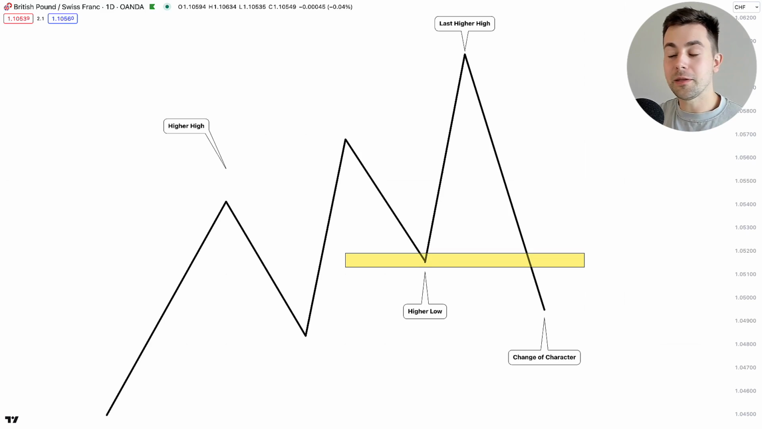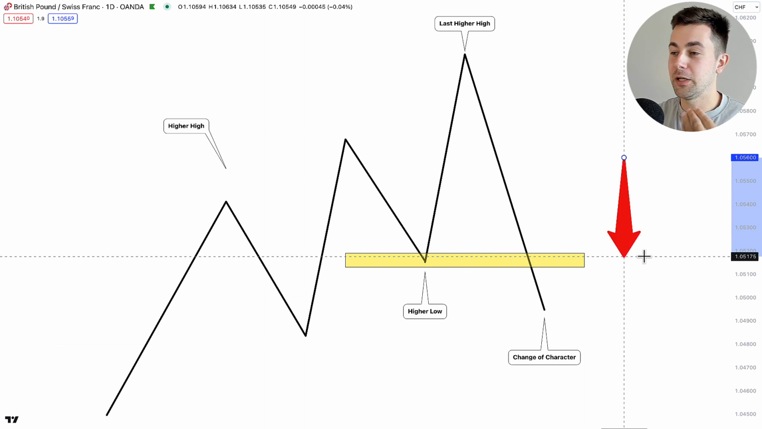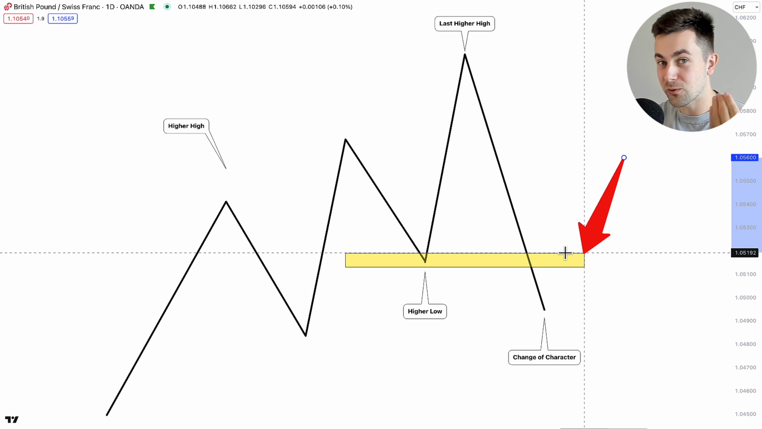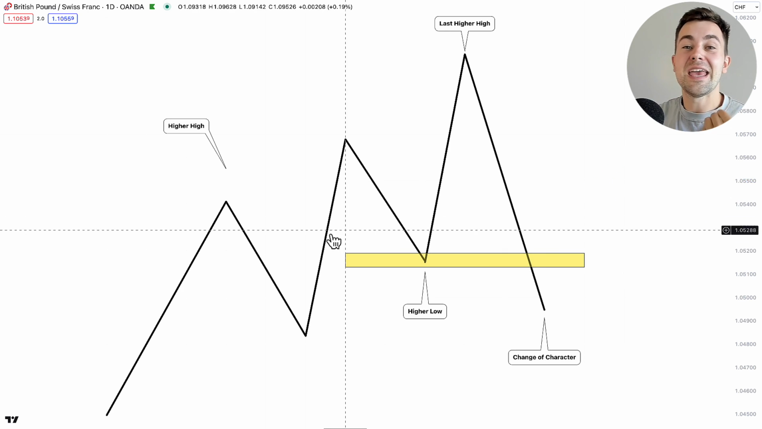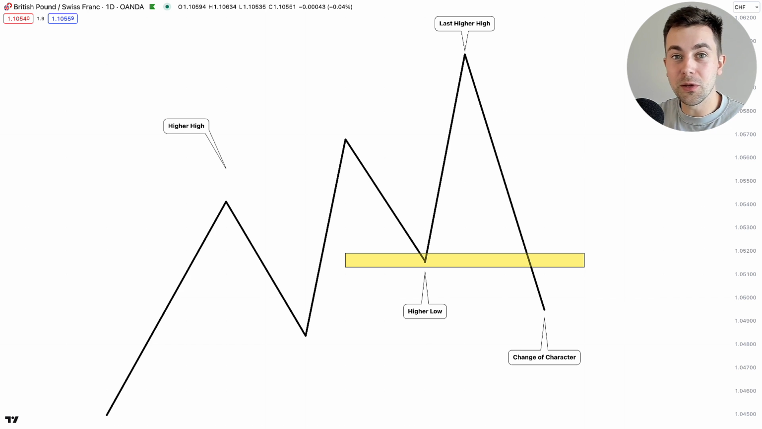In a bullish trend, a bearish violation of the level of the last higher low will be a change of character. It will signify that the trend is changing, that the market is no more bullish, and most likely soon we're gonna see the bearish reversal and initiation of a bearish trend.